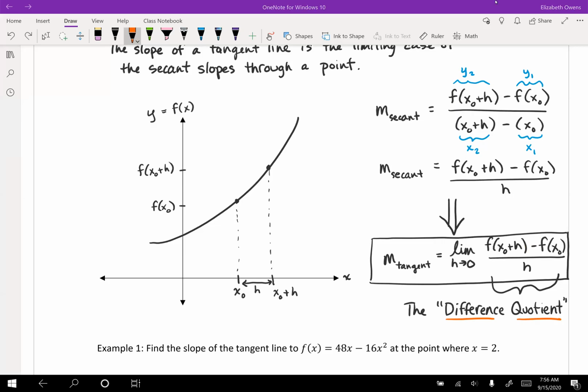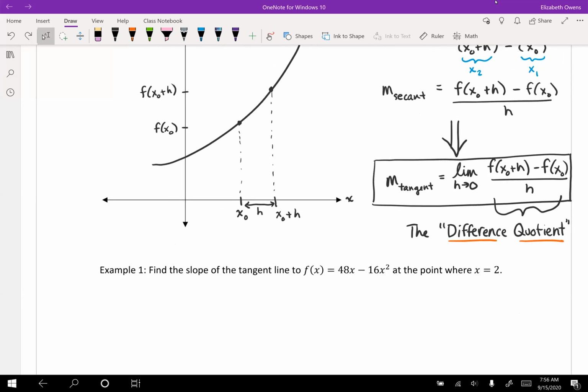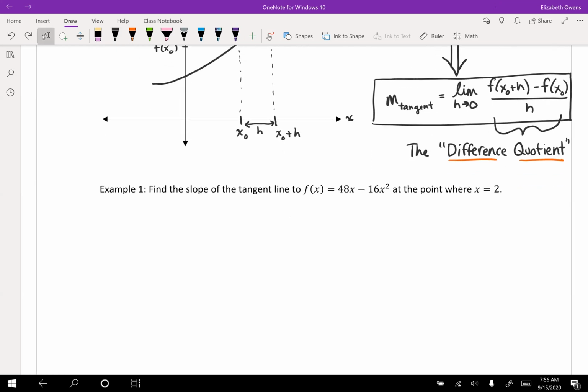Now, in this video, we are going to take our difference quotient from the last video, and we are going to use that on an example here. So we are going to find the slope of the tangent line to f of x equals 48x minus 16x squared at the point where x equals 2. And this is something like we did in the last chapter, so again, a little bit of a recap here. But we can put a slightly new spin on it.